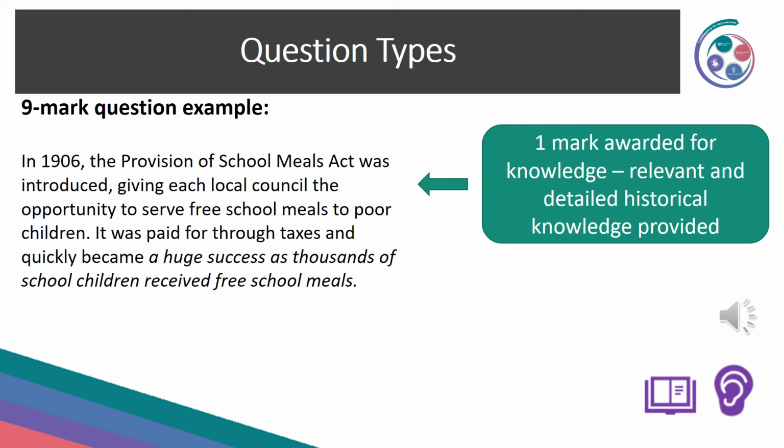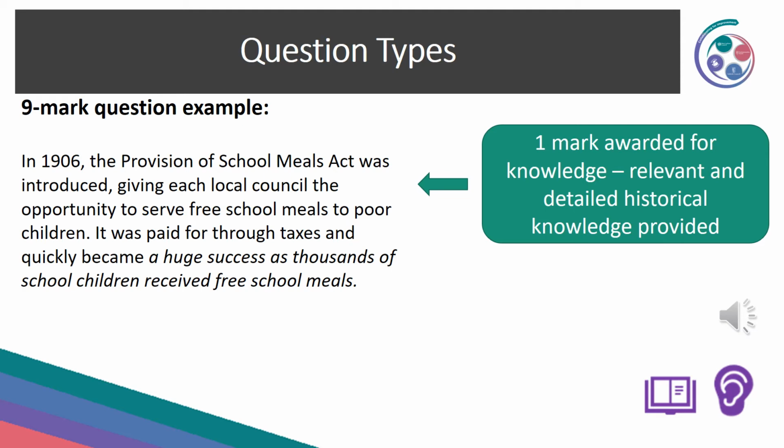On the screen in front of you, you will now see an example of a factor. You may want to pause the presentation at this point to allow you to read through the example on your own. In 1906, the Provision of School Meals Act was introduced, giving each local council the opportunity to serve free school meals to poor children. It was paid for through taxes and quickly became a huge success, as thousands of school children received free school meals. This factor in the first sentence would be awarded 1 mark for knowledge.